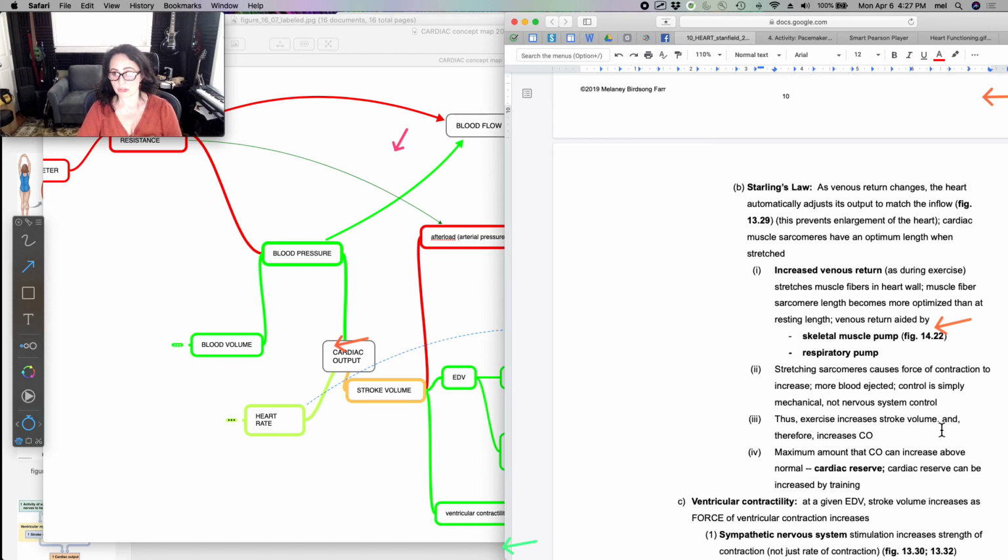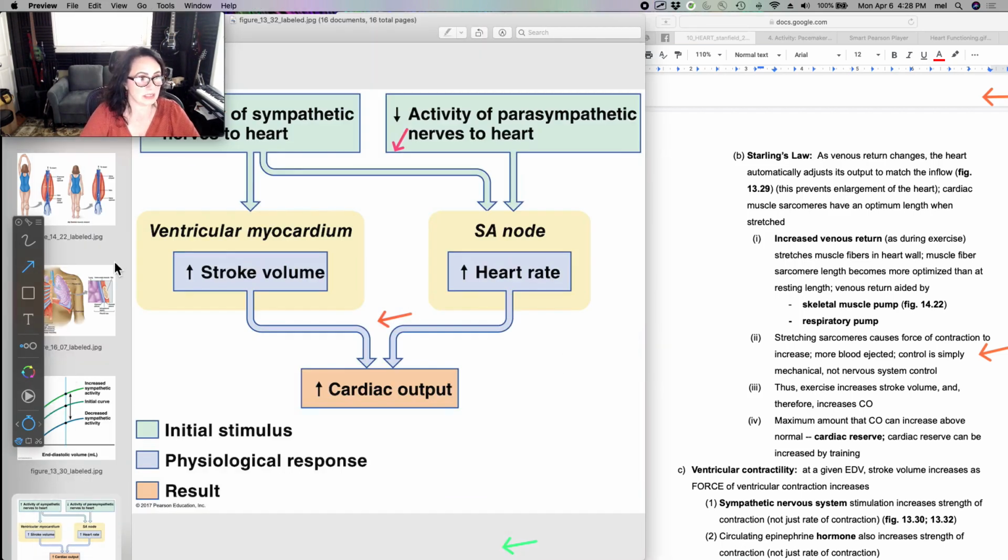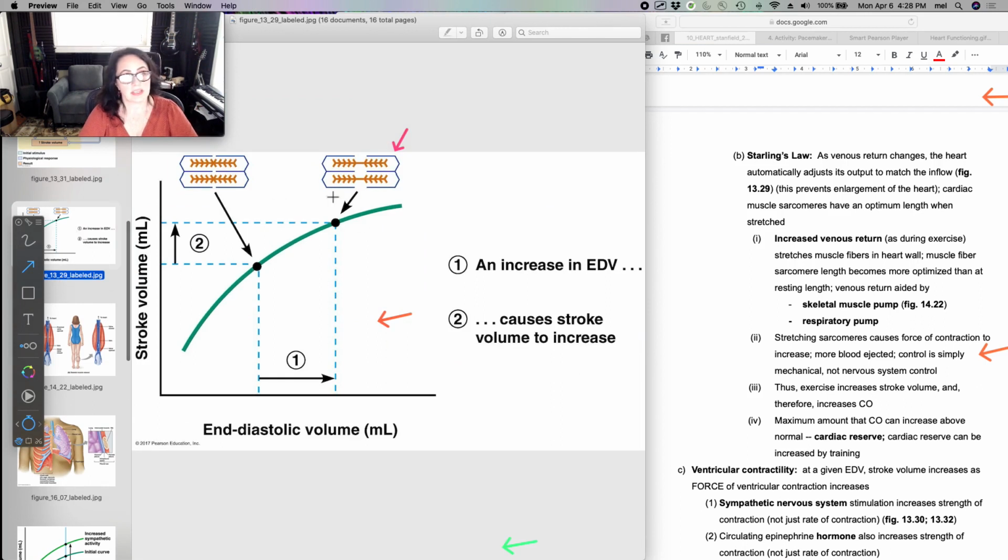Okay, so stretching the sarcomeres, back to our Starling's Law discussion. Stretching the sarcomeres causes the force of contraction to increase because the sarcomeres get to their optimum length, and therefore you get more blood ejected. This control is not nervous system stimulated, and I want to reinforce that because we're going to see one that's similar in a minute that is nervous system stimulated. But this is just stretching them so that they are at their optimum length, and then they work better from there, and that's called Starling's Law.